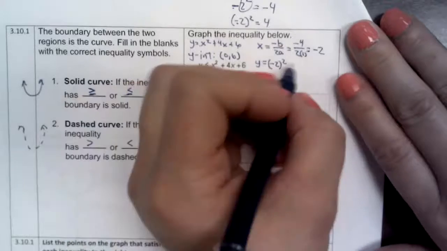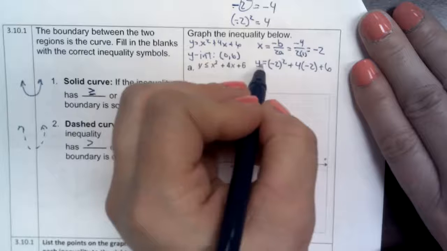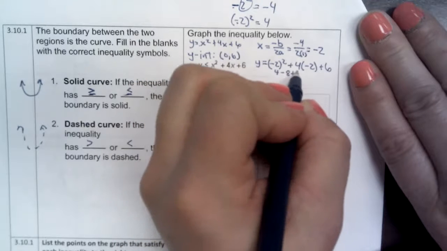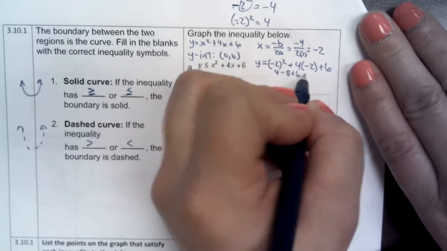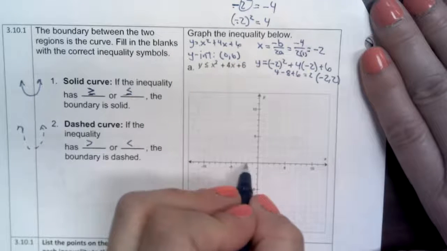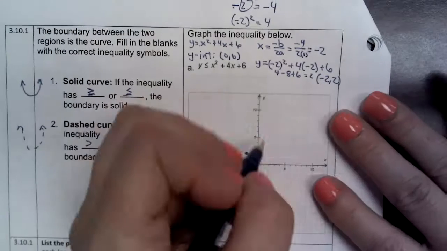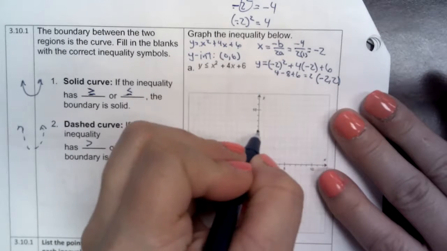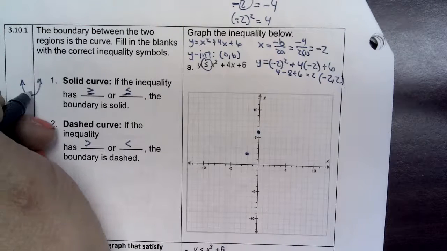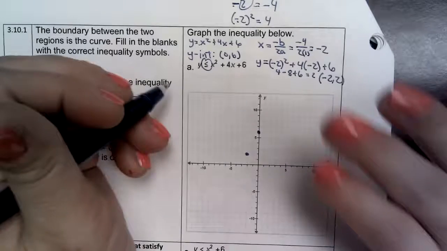Plus 4 times -2 plus 6. So here I'm going to get 4 minus 8 plus 6. So that's 10 minus 8. So that's 2. So my vertex then is (-2, 2). And I know it's going to cross here at (0, 6). I know that it is going to be a solid line, because it's less than or equal to. And now I just need to find my pattern.